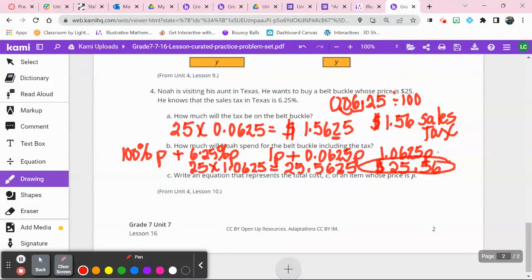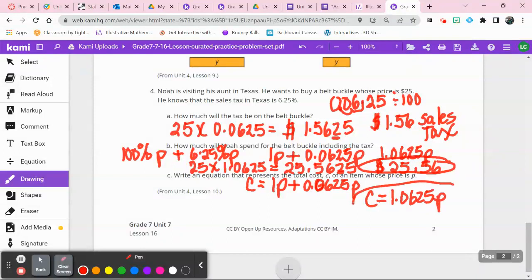All right, write an equation that represents the total cost C of an item whose price is P. We just did that, right up here. We started with cost equals 1 whole, or 100%, times the price, plus the sales tax, 0.0625, times the price. We added those two together, getting the cost was equal to 1.0625 times the price. And there's your formula.